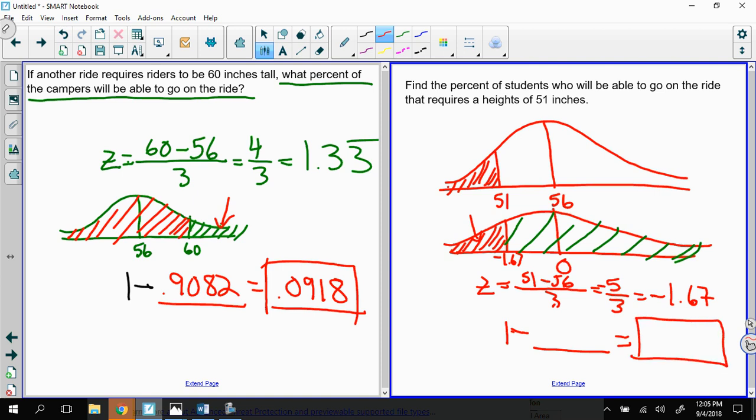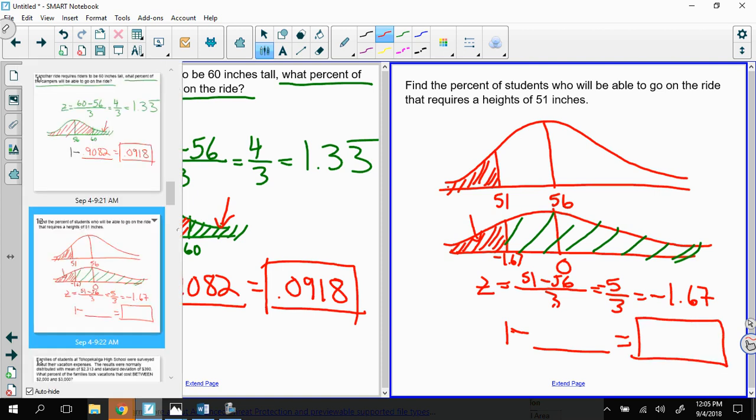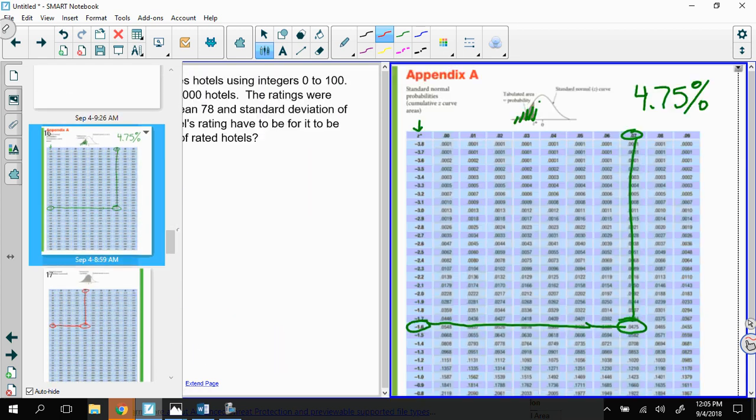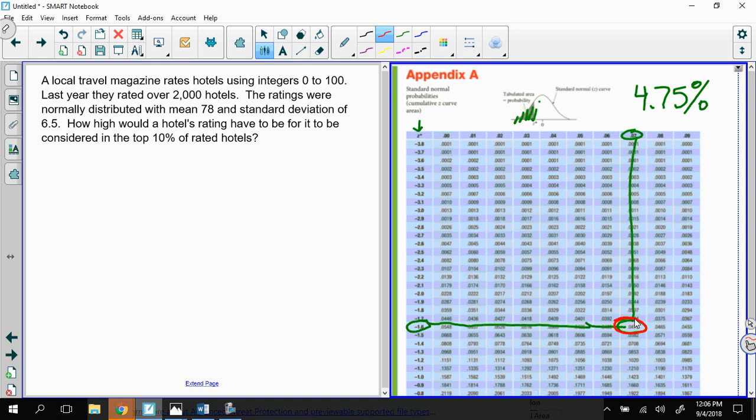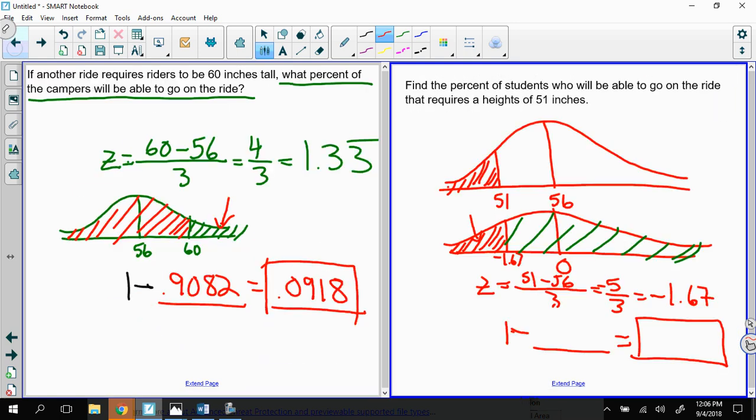Okay, so if we look at the table for negative 1.67, negative 1.67. Oh, we found that. That was the 4.75. We already found that number. So that was 0.0475. So what's the rest of the 100%? Well, that's 95.5 of our 6th graders that would be able to ride the ride. That's the percent. If they are asking for a number of students, then I would have times that times the 220 that we would have.